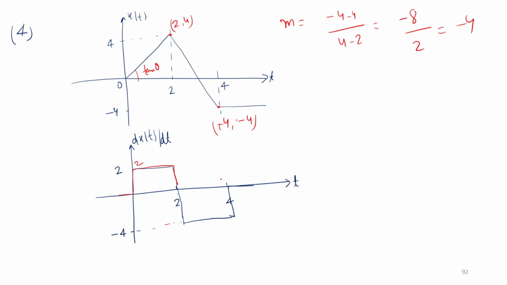So from 2 to 4, you will differentiate this line. You will get a step signal here. When you differentiate this ramp, you will get a step. So this is 2 and 4.